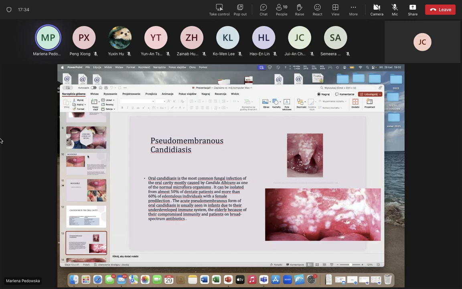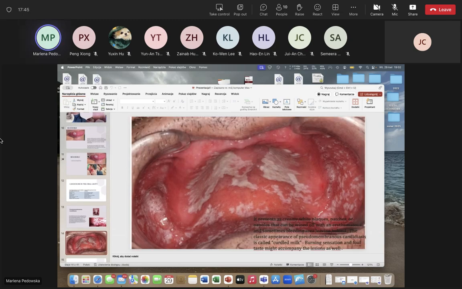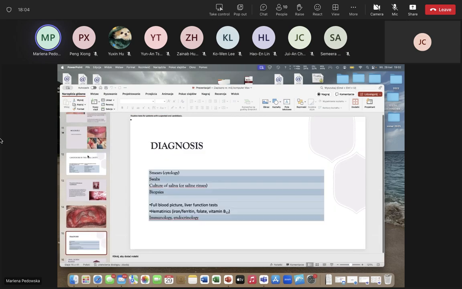It is very characteristic for young adults, so as we said, newborns, older patients, and also immunocompromised patients, so patients with AIDS. Creamy white plaques or patches, or papules, that can be wiped off with an erythematous base. The classic appearance of pseudomembranous candidiasis is like curdled milk. Burning sensations and a foul taste might accompany the lesion as well.